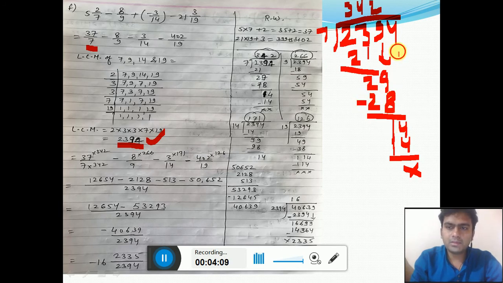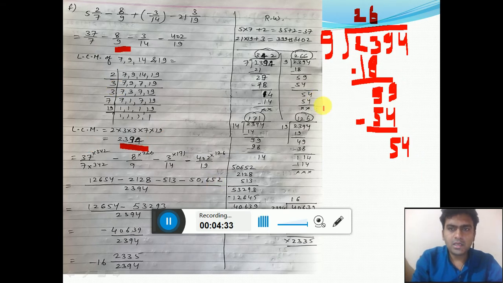Now take this 4. The number becomes 14. Now 7 twos are 14. So by multiplying 342 by 7 we can get 2394. So here we have written 342 into 37 over 7 into 342. Now we will see the next denominator is 9.